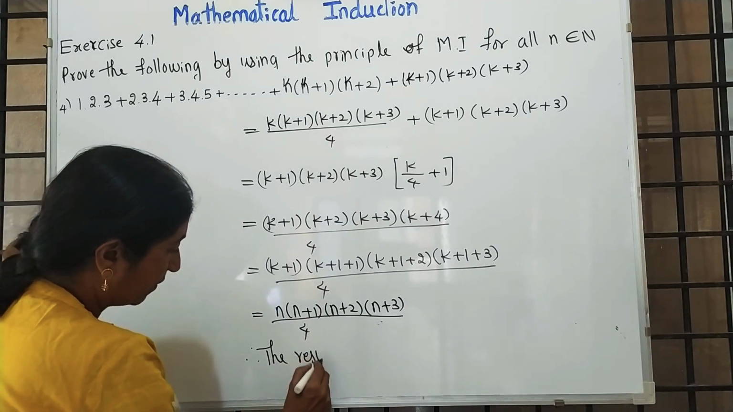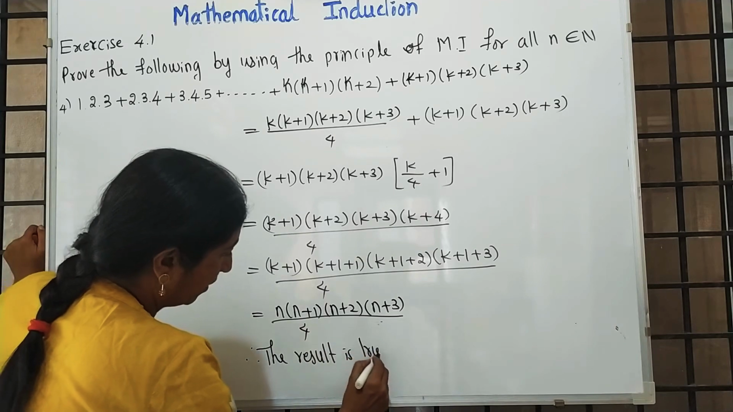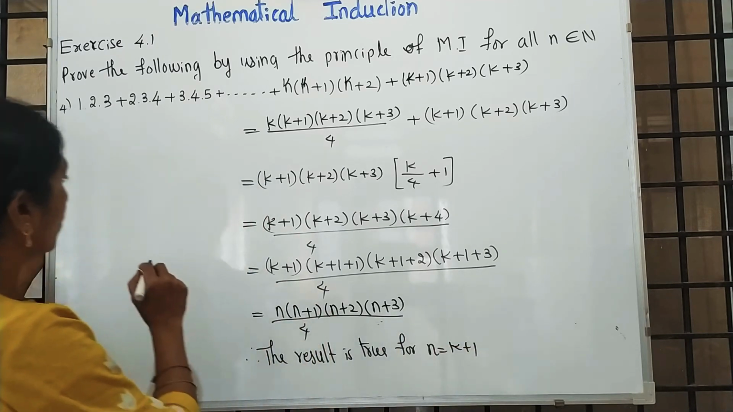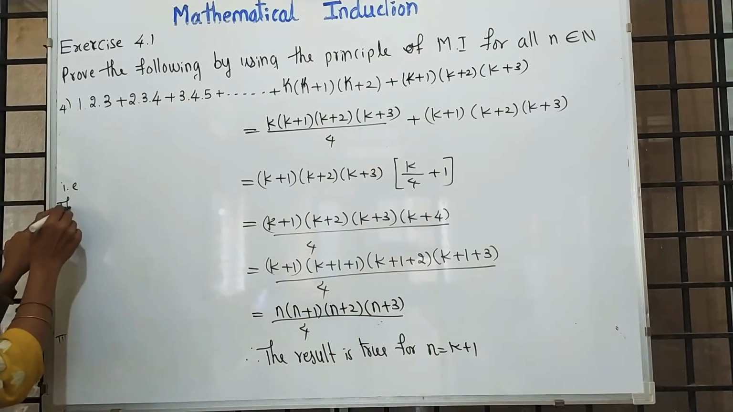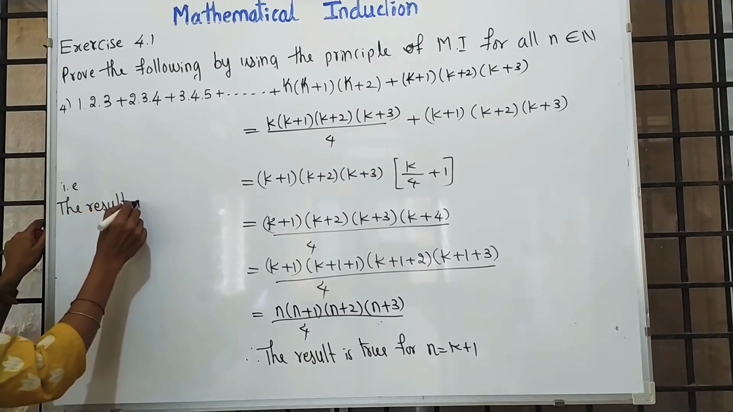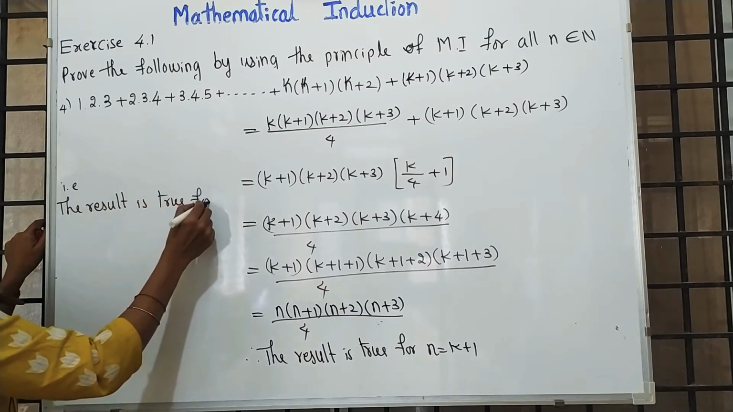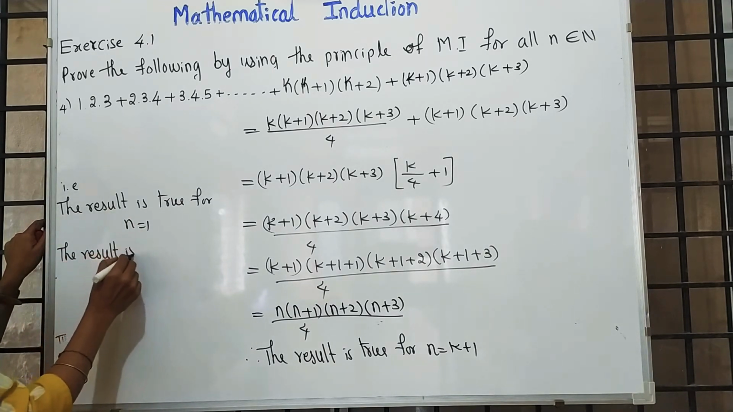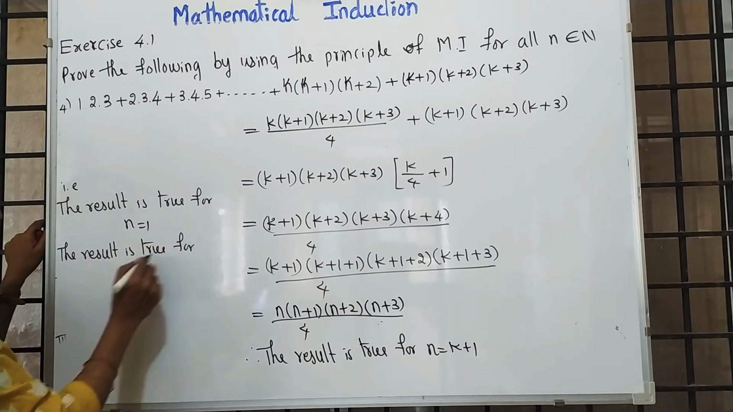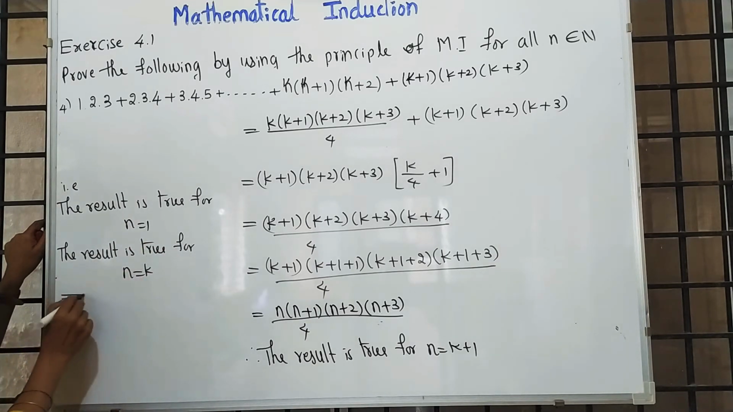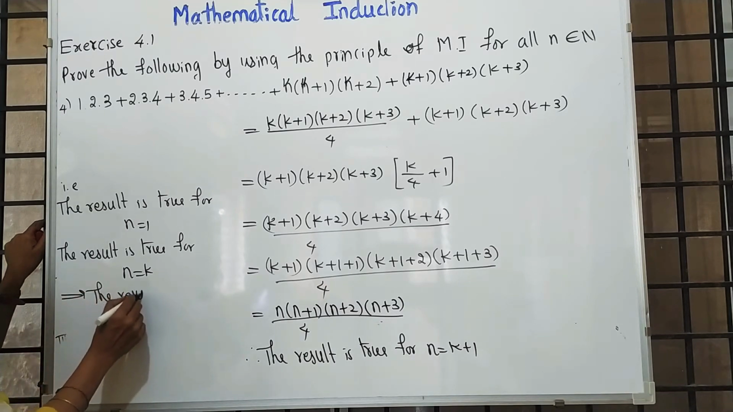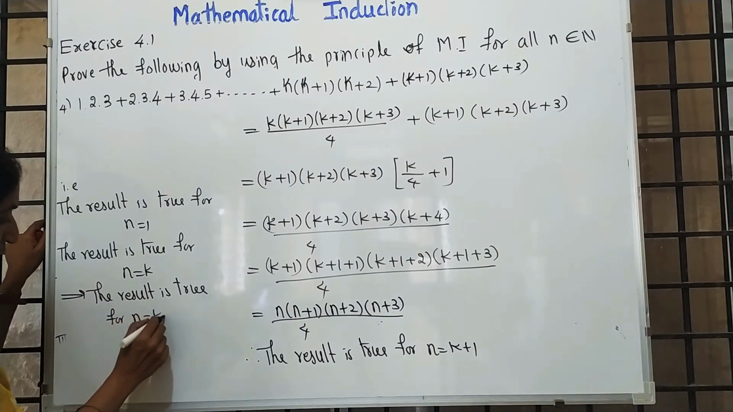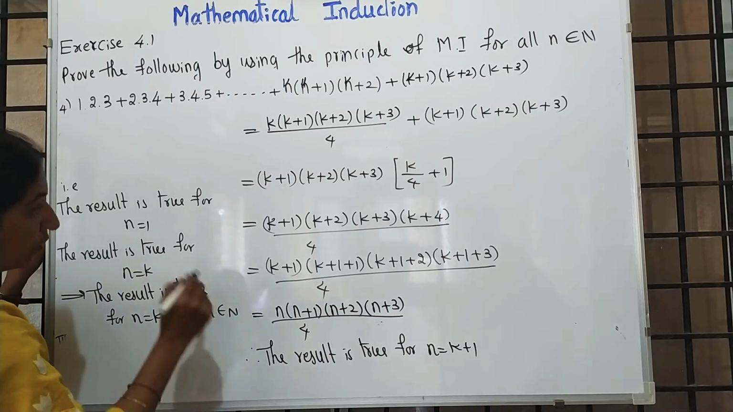Therefore, the result is true for n is equal to k plus 1. Write down last conclusion, that is the result is true for n is equal to 1. Next, the result is true for n is equal to k implies the result is true for n is equal to k plus 1 for all n belongs to N.